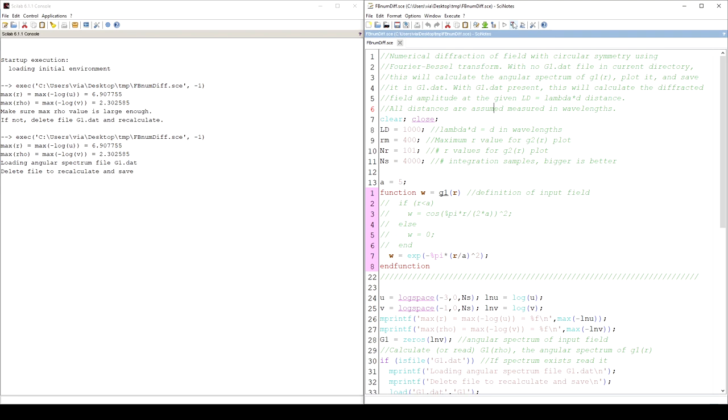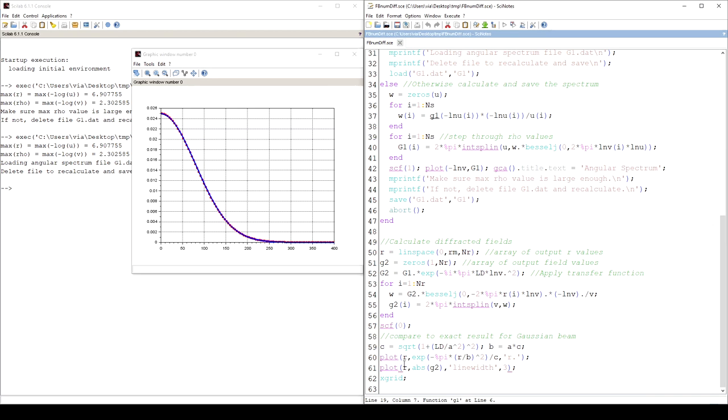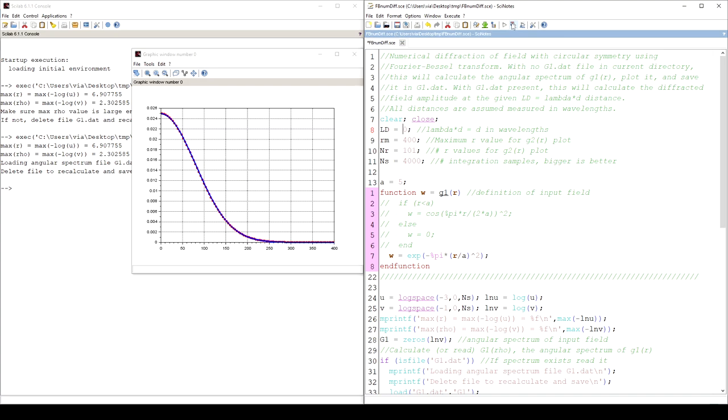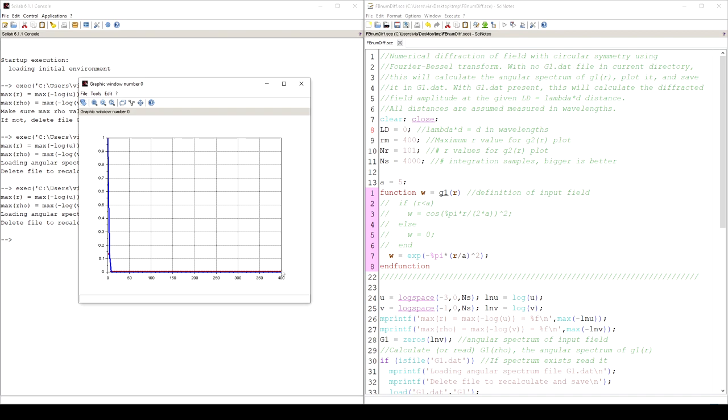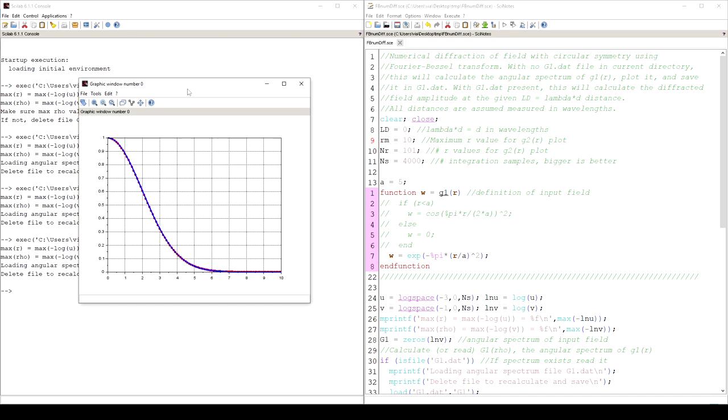And here it is in the blue curve. We've also plotted down here with red dots our known exact amplitude for the Gaussian, which we can solve for exactly. That just verifies our numerical calculations are accurate. Let's go down here to a distance of zero, and we got way too large a range of R values. Let's maybe make this 10. Okay, and so there's the original field.